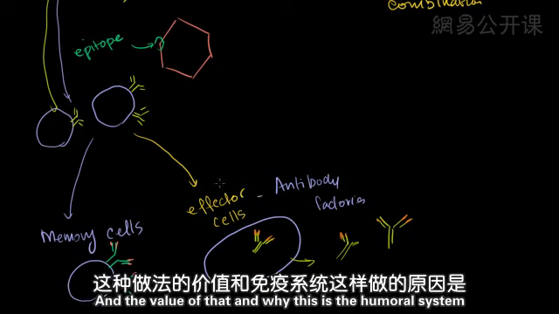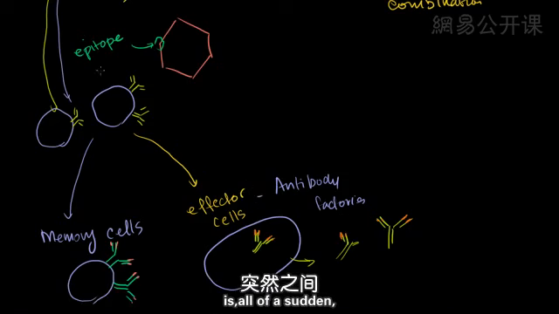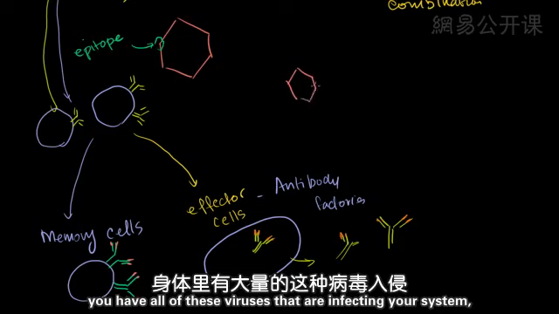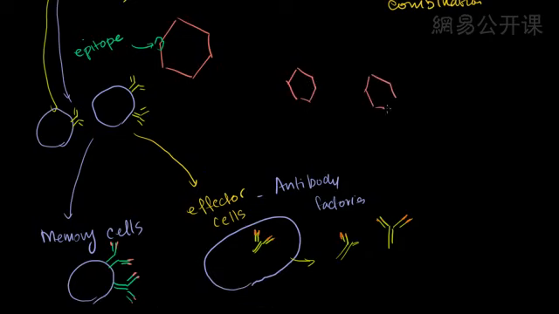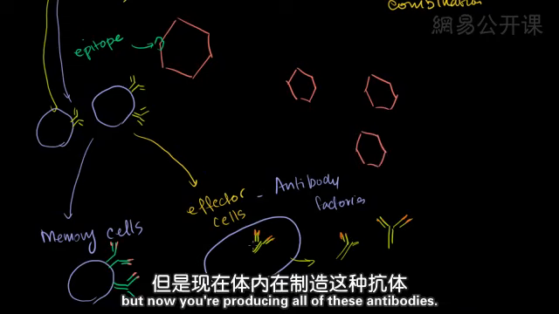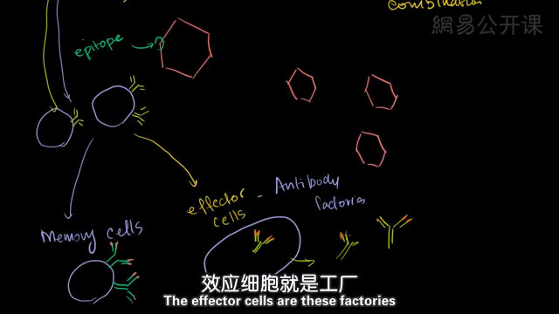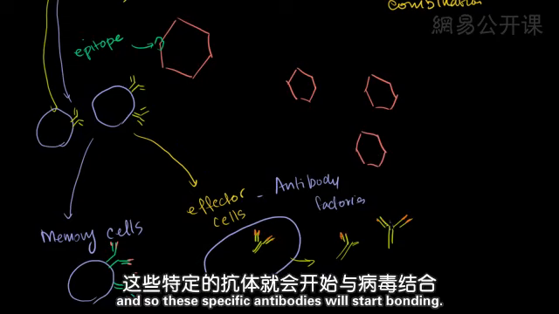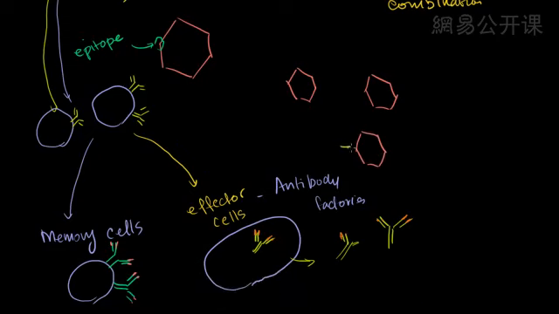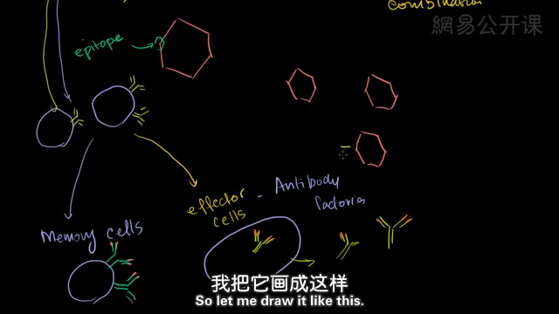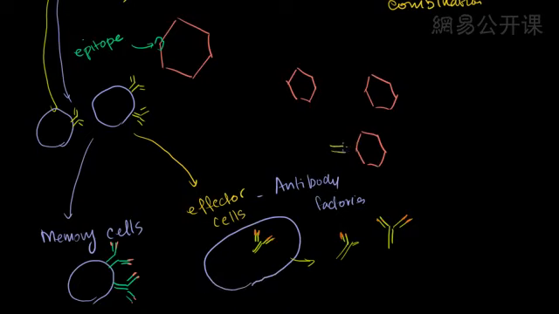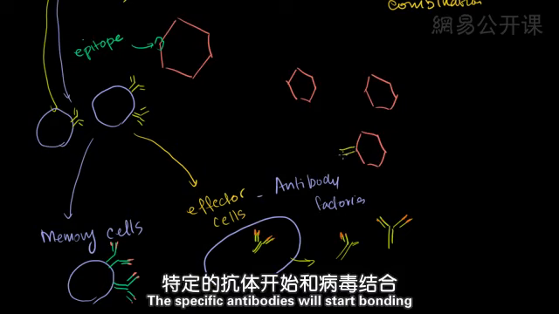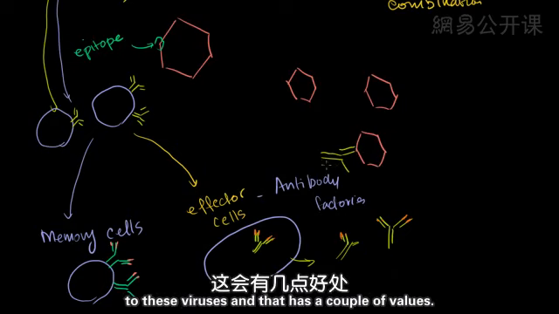And the value of that, and why this is a humoral system, is that all of a sudden you have all of these viruses that are infecting your system, but now you're producing all of these antibodies. The effector cells are these factories. And so let me draw it like this. The specific antibodies will start bonding to these viruses.